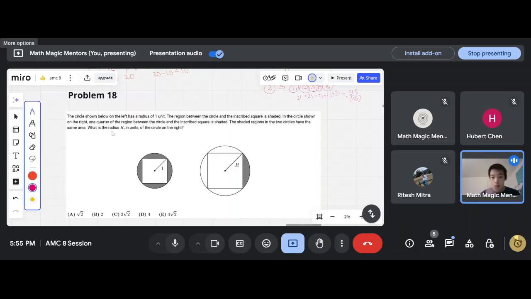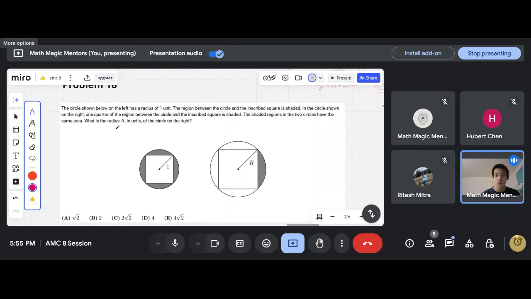So the circle shown below on the left has a radius of 1 unit. The region between the circle and the inscribed square is shaded. In the circle shown on the right, 1/4 of the region between the circle and the inscribed square is shaded. The shaded regions in the two circles have the same area. What is the radius r in units of the circle on the right?